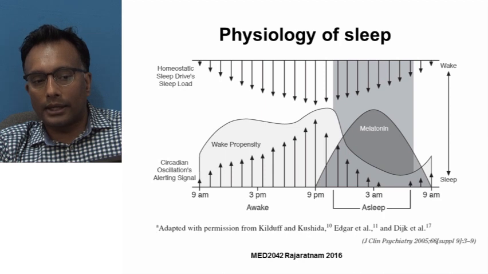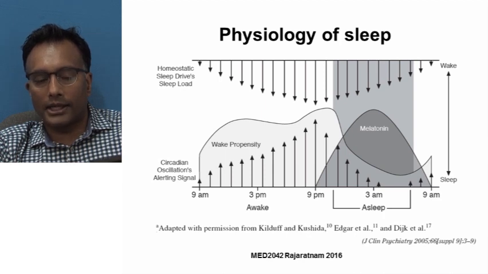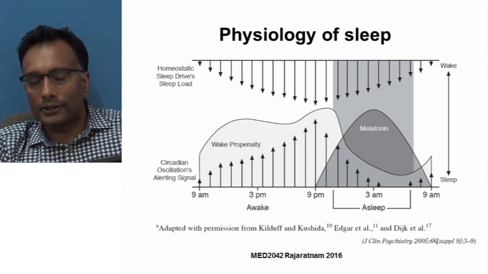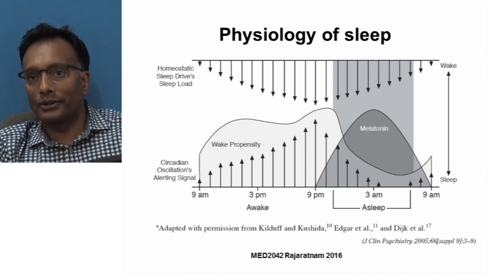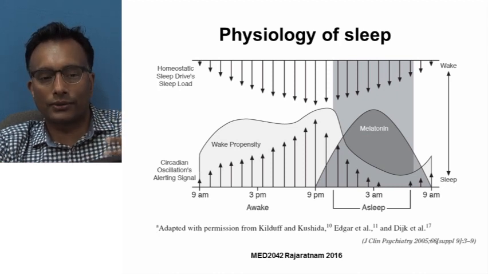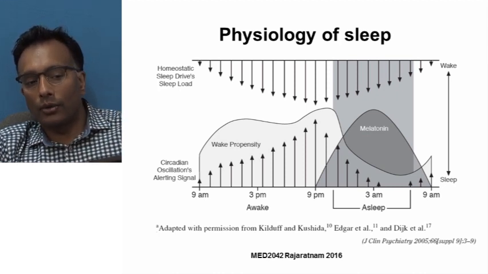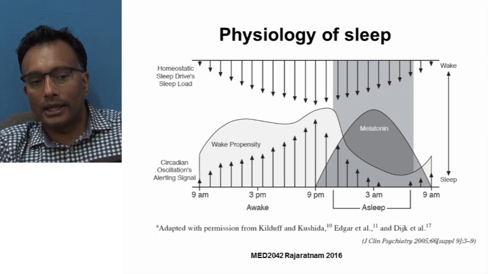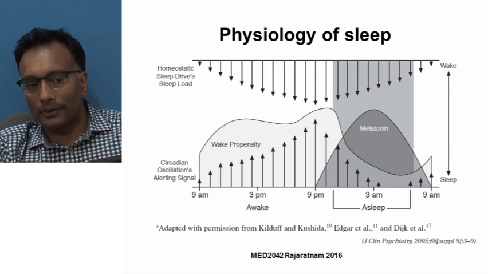Shortly after this peak in the circadian arousal signal, the pineal gland starts to secrete melatonin, and we think that the onset of melatonin secretion is an important signal to dampen the circadian arousal signal. And so you can see that coinciding with the onset of melatonin secretion in the pineal gland is a decrease in the circadian arousal signal.